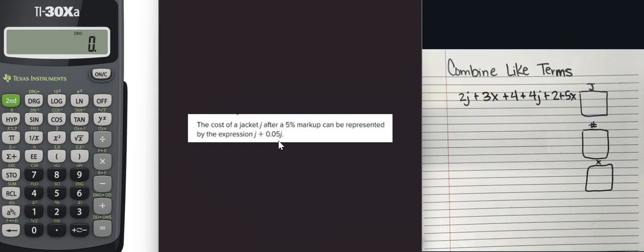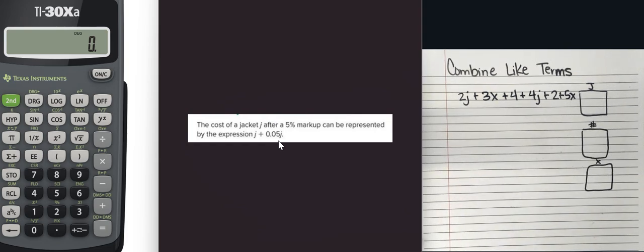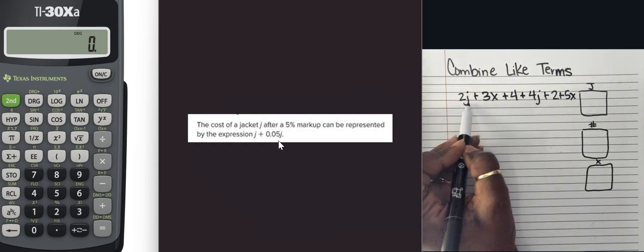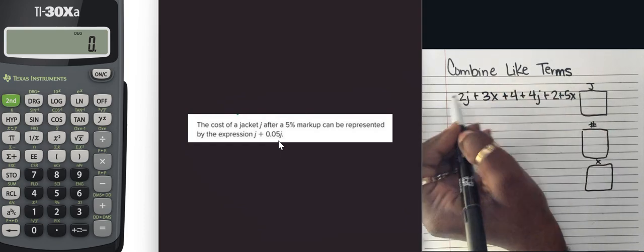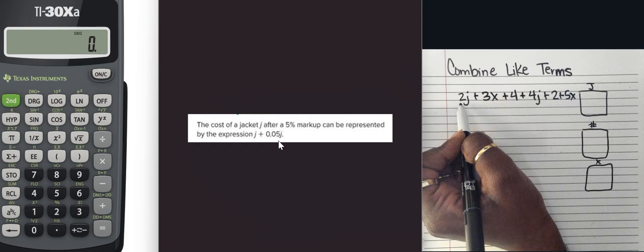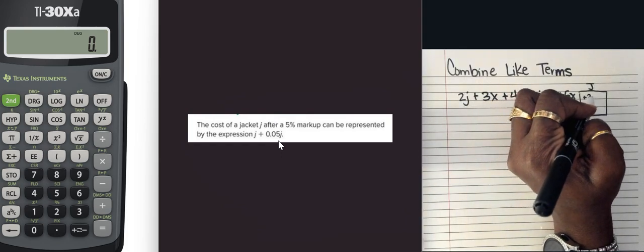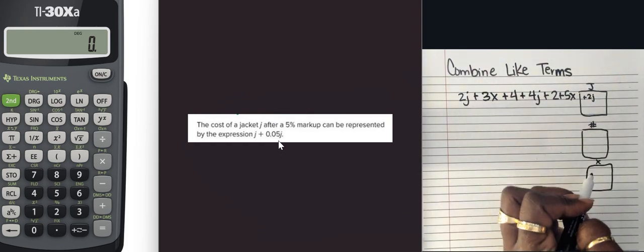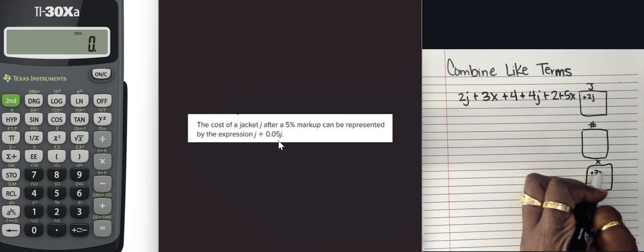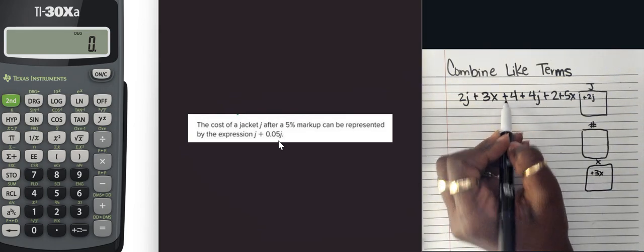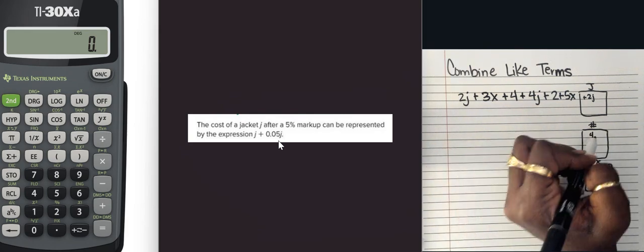And we wanted to simplify this. We're going to see problems where we're actually doing this. Basically, we look at the variable, and I see that we have a J, so that goes into the J bin. Because we are talking about rational numbers now, we should be using positives and negatives so that we understand if we're adding or subtracting. So this is plus 2J. That goes in the J bin. We have 3X. That's a positive 3X. We have 4. That's a positive, so that goes into our constant.